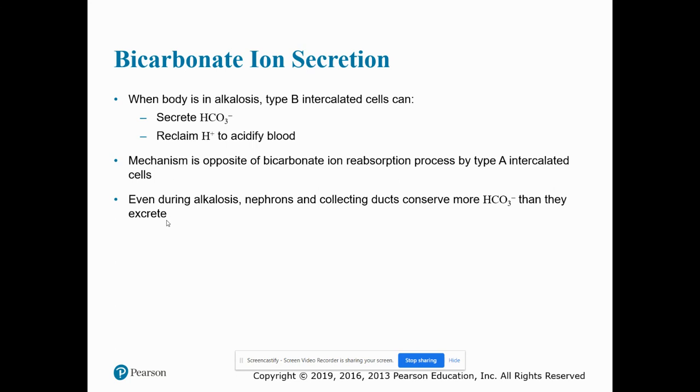We've been talking more about acidosis, but if the body is in alkalosis, type B intercalated cells can secrete bicarbonate and reclaim hydrogen ions to acidify blood. The mechanism is opposite of the bicarbonate ion reabsorption process by type A intercalated cells. Even during alkalosis, the nephrons and collecting ducts conserve more bicarbonate than they excrete.